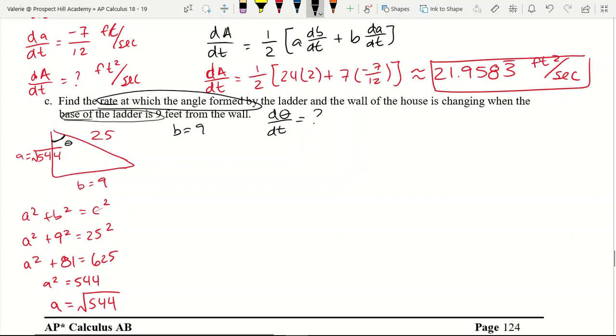So from page 119, the equation we're going to use is going to be a trig equation, right? Since we know dB/dt, we know the rate at which the base is changing. It's been the same throughout the problem. dB/dt is equal to 2 feet per second. It's been the same throughout the whole entire problem.